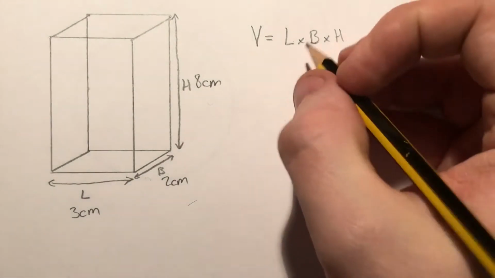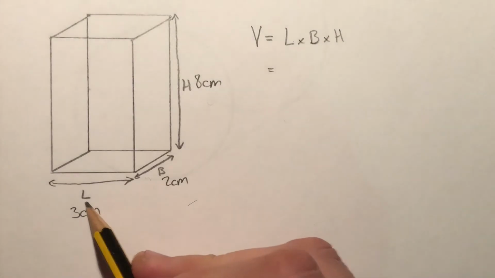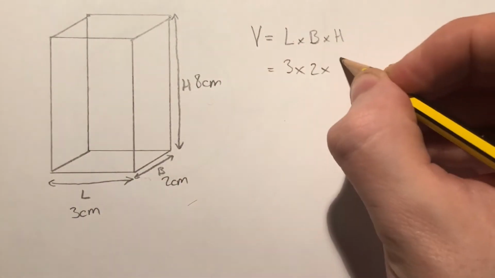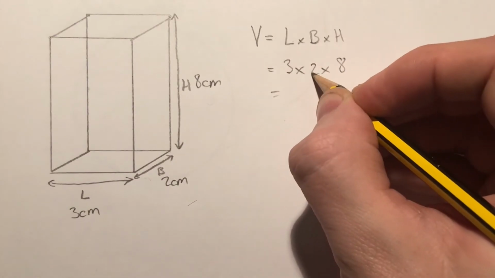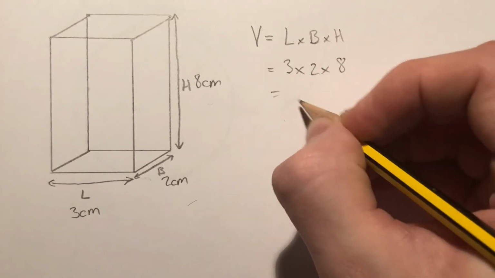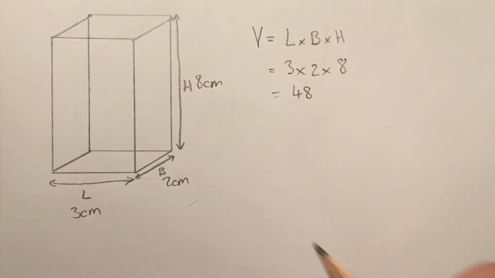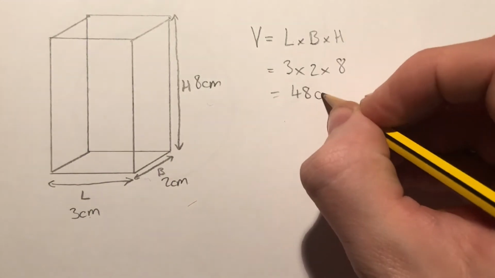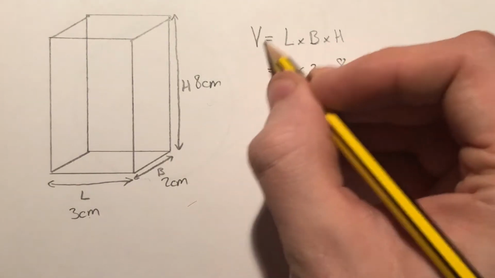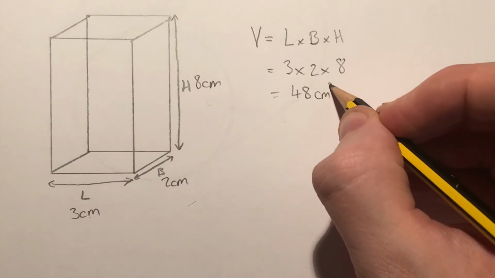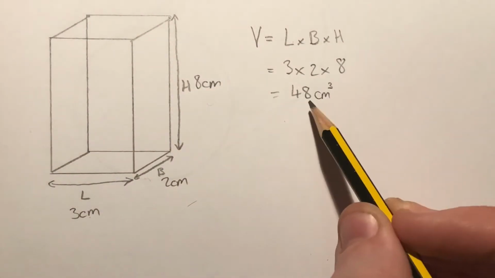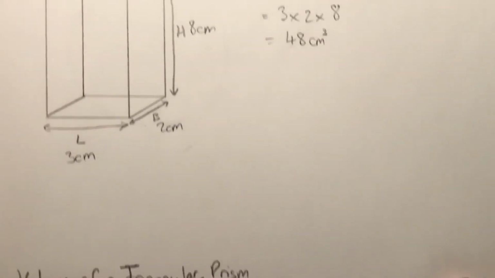So in this, we should be able to just say, well, length is 3, breadth is 2, and the height is 8. We know that 3 times 2 is 6. So 6 times 8 gives you 48. Now, this is where your units come in. Remember, we looked at that in the last video. We've got centimetres, centimetres, centimetres, so it's going to be centimetres. Because we're dealing with volume, though, remember that we have to put the little 3 up there. So the volume of this cuboid, length times breadth times height, gives us 48 cubic centimetres.